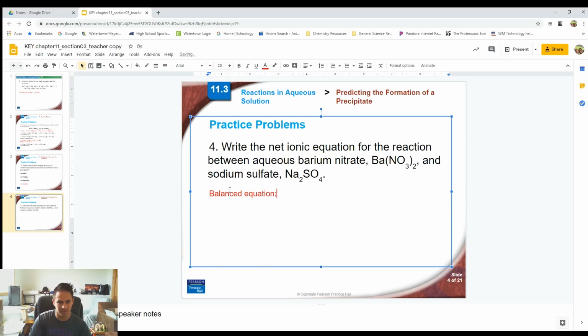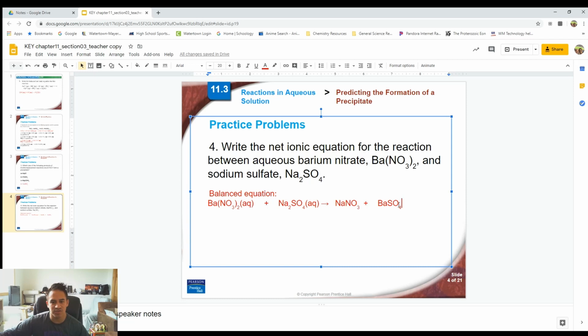Balanced equation. There we go. All right, so we have Ba(NO3)2, and it is aqueous because it says so in the problem, plus Na2SO4, also aqueous. Now there's going to be double replacement, so the Na is going to bond with the nitrate, so we're going to have NaNO3. We'll check if that's aqueous or not in a second. And then the barium, Ba, is going to bond with the sulfate, so we'll have BaSO4. Okay, so these are 2 products.